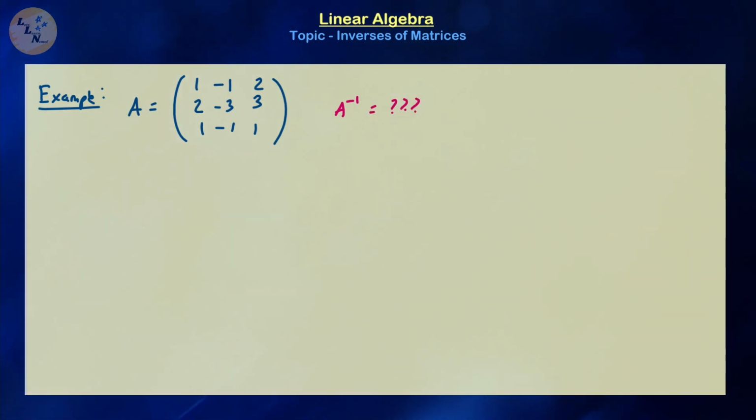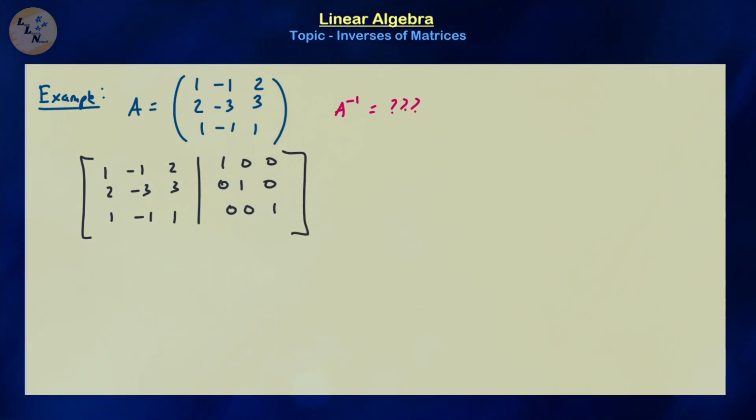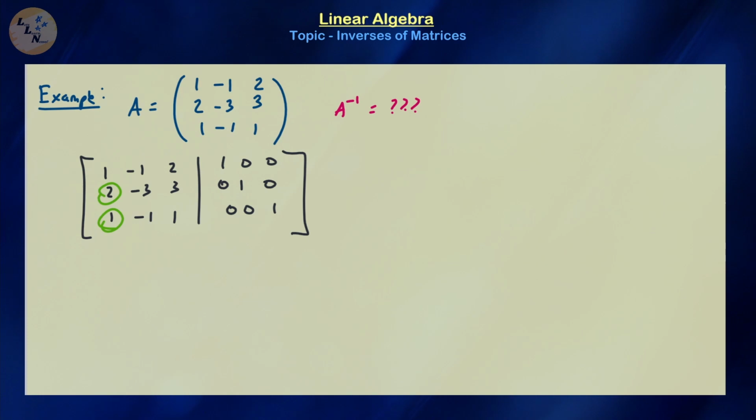So the first thing that I want to do is augment this matrix with the identity matrix. So it's going to be equal to 1, minus 1, 2, 2, minus 3, 3, 1, minus 1, 1, augmented with 1 0 0, 0 1 0, and 0 0 1. So Gauss-Jordan elimination, of course, wants us to eliminate the 2 and that 1 in that position. So in order to do that, what operations can you do?